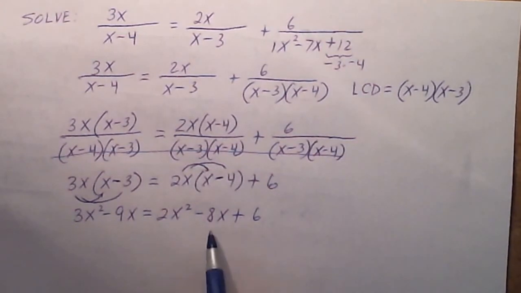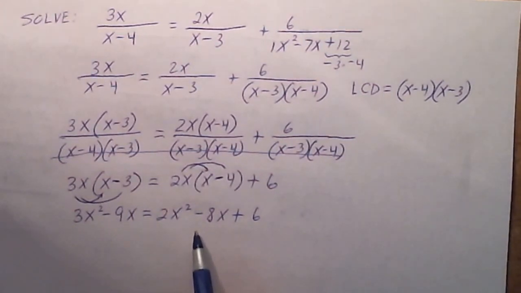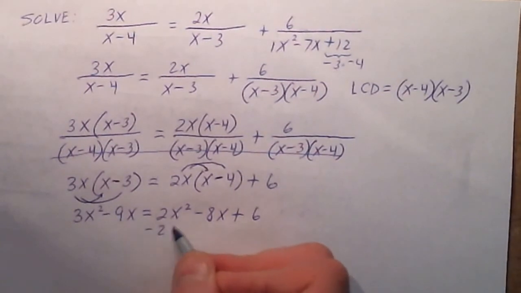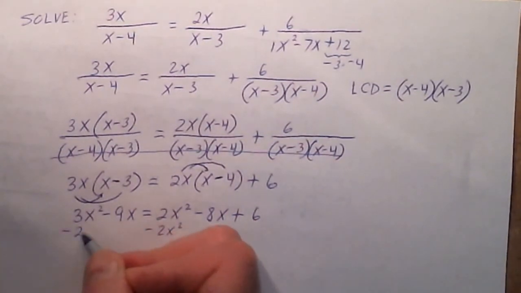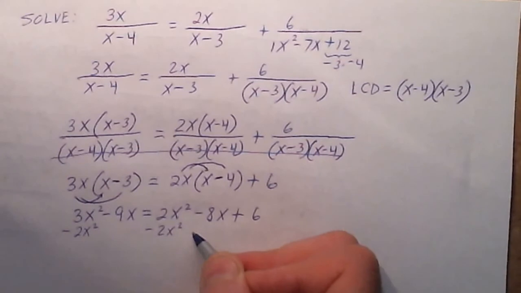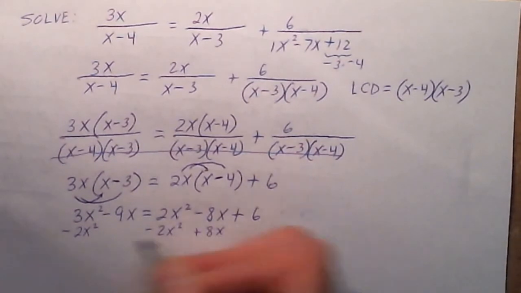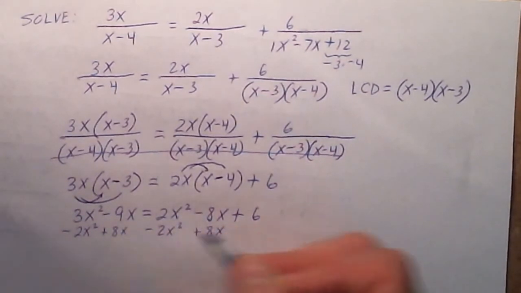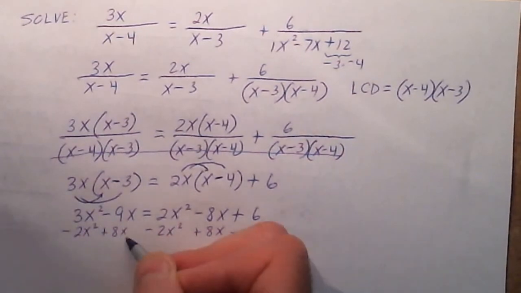To solve this equation, we're going to have to get it set equal to 0. So we're going to have to drag everything over to the left side of this equation in order to zero this equation out. So we're going to have to subtract 2x squared from both sides. We're going to have to add 8x to both sides. And we're going to have to subtract 6 from both sides.